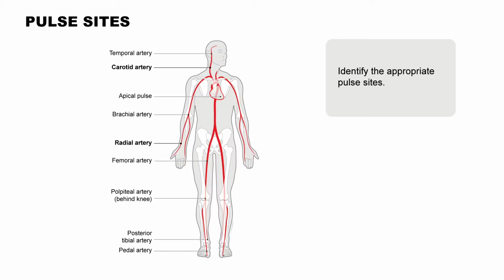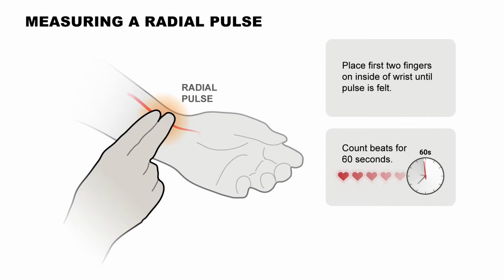These are the sites in the body where you can measure the pulse. The carotid and radial sites are most commonly used. To measure the radial pulse, place the first two fingers on the inside of the wrist until a pulse is felt and count for 60 seconds.